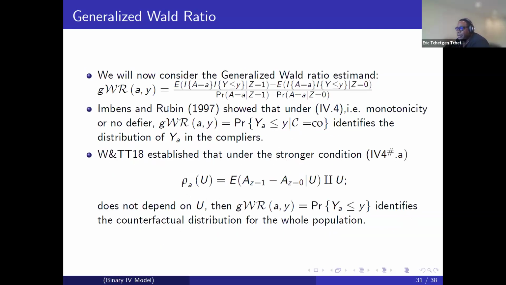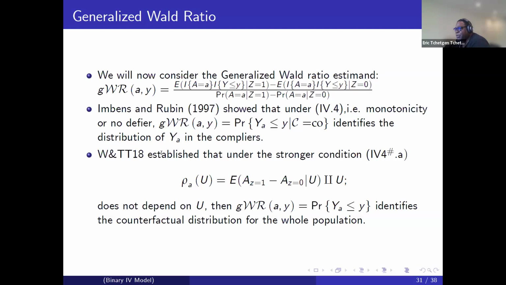The first thing I want to point out is that Imbens and Rubin in '97 actually showed that under IV4, that is monotonicity or no defiers, the generalized Wald ratio identifies the distribution of the counterfactual Y little a among the compliers. And so not just the average effect among the compliers, but actually the entire distribution. Therefore, in principle, one could use this to identify any functional.